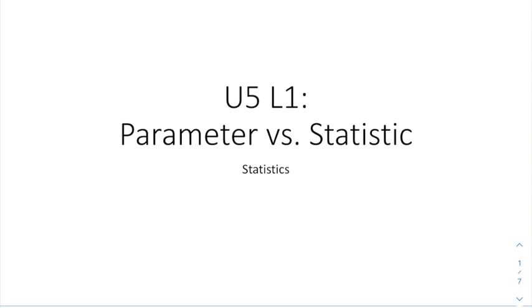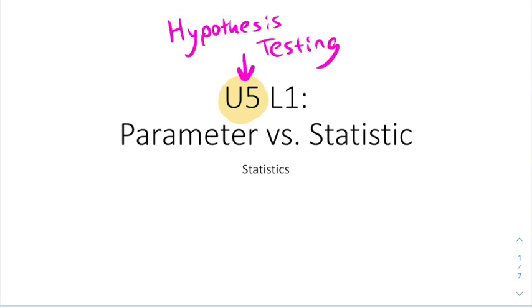Lesson 1, Parameter versus Statistic. We are entering a really big, important unit, Unit 5. This is the point in the class where we start doing our most sophisticated, but most interesting and real-world applicable problems. After this lesson, the whole rest of the unit will focus on this skill of hypothesis testing, which will make the other 4 lessons very similar to one another.